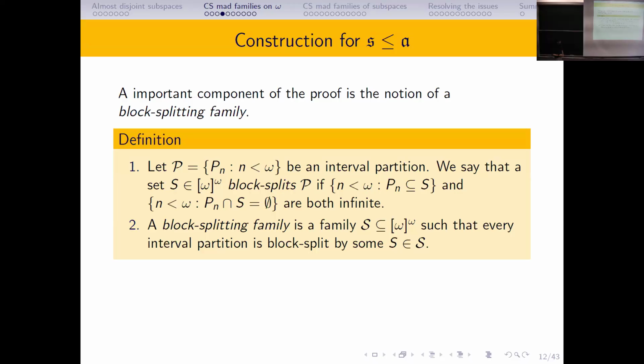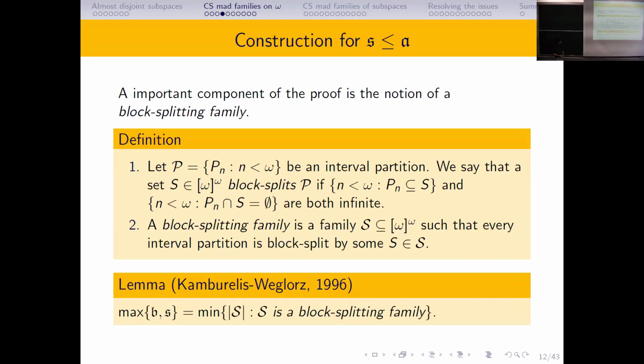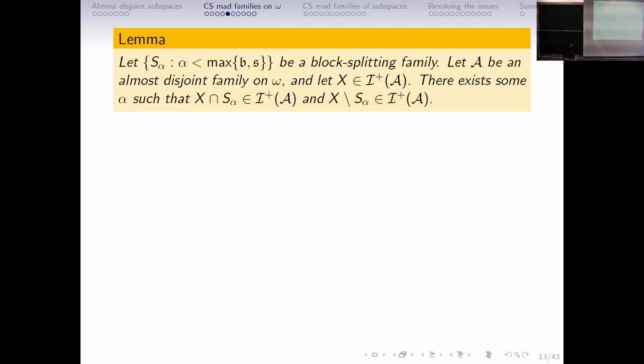And it turns out that there's a very nice characterization of the size of the smallest such family. This is exactly the maximum of the bounding number and the splitting number. And one reason why a block splitting family is of interest in this construction is because of this quick lemma over here, which says that for any almost disjoint family and any positive set X, we can always find some S alpha, a member of this block splitting family, that splits X into two disjoint positive sets.